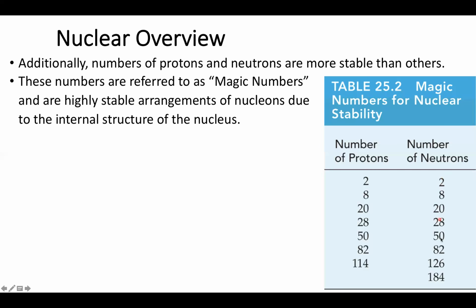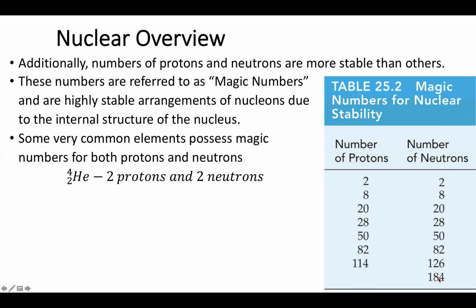And we see a very similar pattern when we're looking at neutrons. It is worth noting that these magic numbers do tend to affect our everyday lives, as some of the most common elements that we encounter have magic numbers for both protons and neutrons. For example, helium has 2 protons and 2 neutrons, and there's a reason why it is one of the most abundant elements in the universe. And we're going to be seeing a lot more of it as we proceed through this chapter.